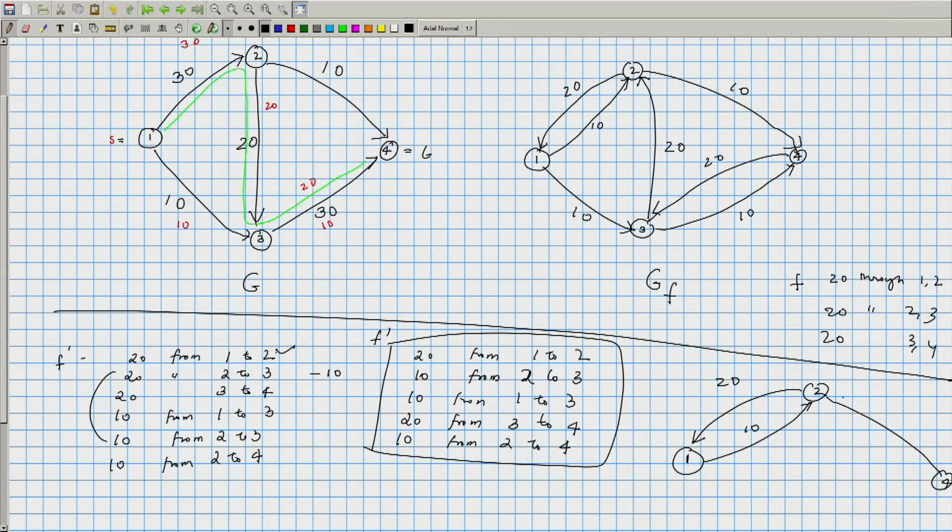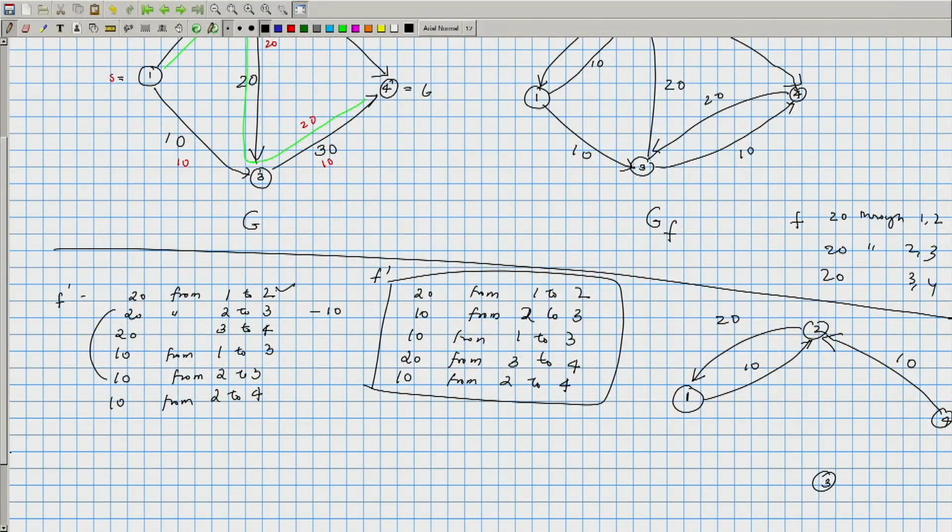So, there will be a back flow of size 10, there is no forward capacity, and 1 to 3 there is going to be a backward edge of capacity 10, and from 2 to 3 there was a capacity of 10 that is used. So, you can have 10 in the forward direction and 10 in the backward direction, and 3 to 4 there was 20 units used. So, there is a 20 units backflow and a 10 units in the forward direction. Okay. So, this is the residual graph corresponding to the new flow.